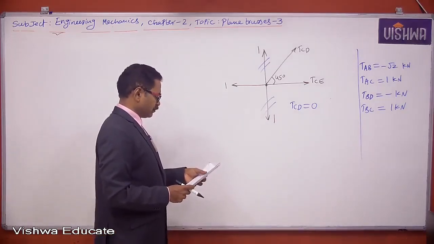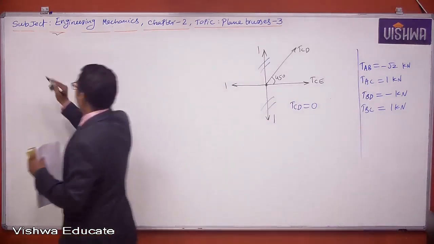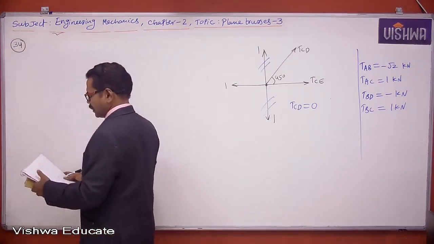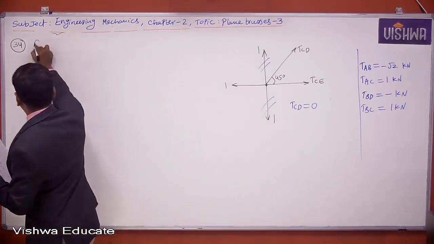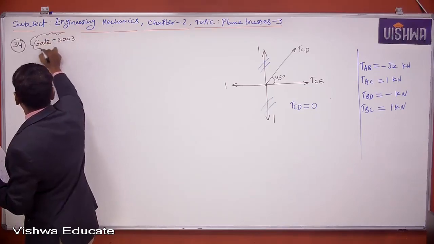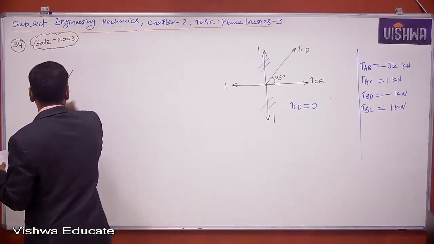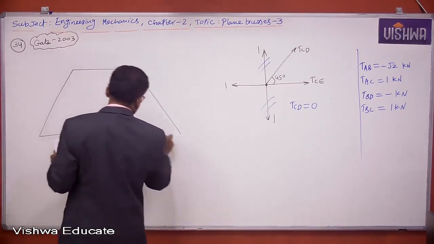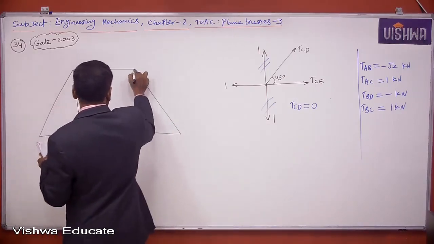Let us move to the next numerical, that is the 34th numerical. This is again a previous GATE question. This question came in GATE 2003. So here a truss is given, just like the previous truss. Here a truss is given like this.